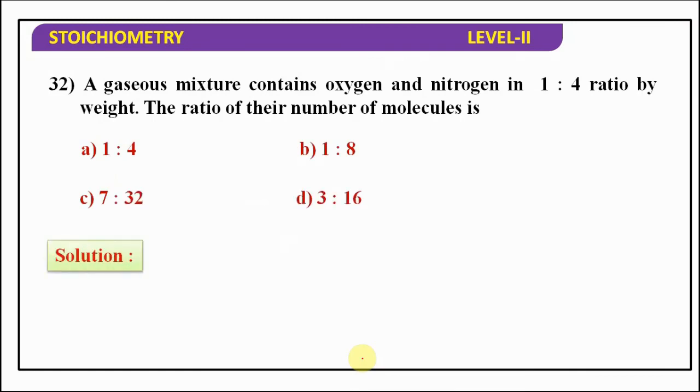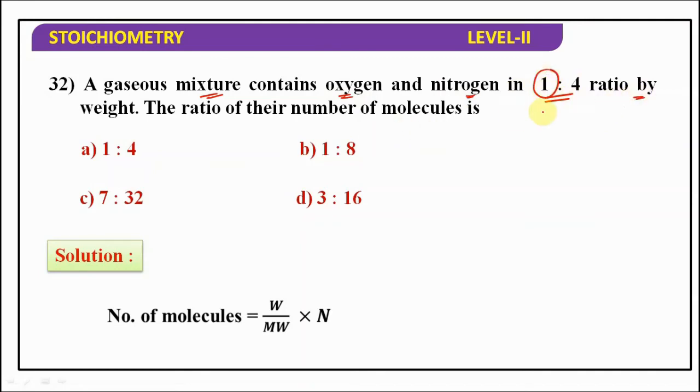It's an Avogadro's law question. A gaseous mixture contains oxygen and nitrogen in the ratio of 1:4. A 1:4 ratio by weight means 1 part of oxygen and 4 parts of nitrogen. The ratio of their number of molecules, children. So if you want to calculate the number of molecules ratio.